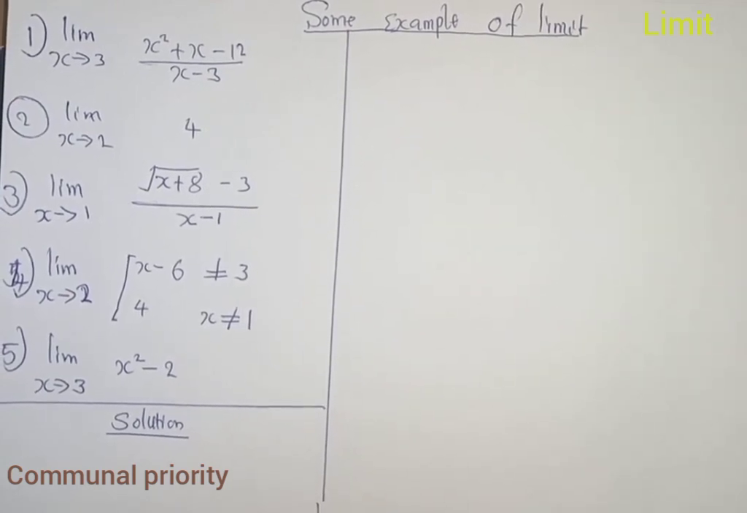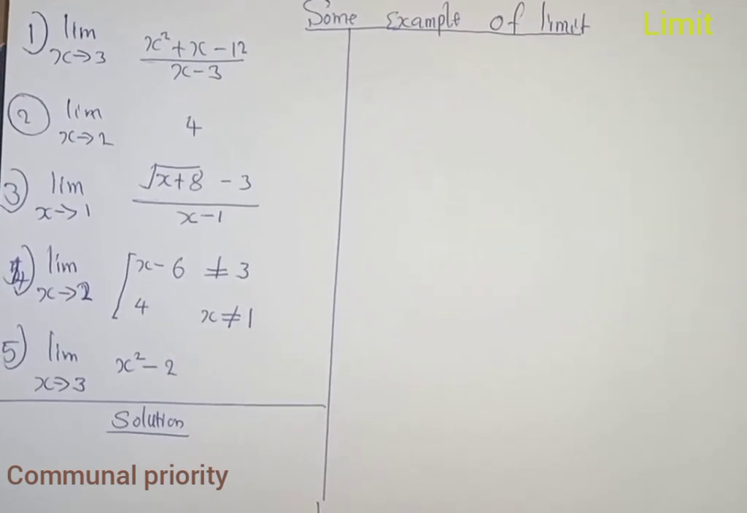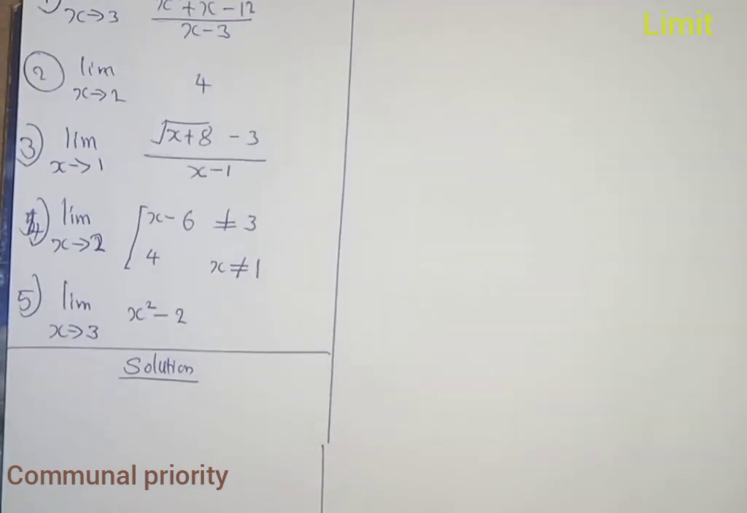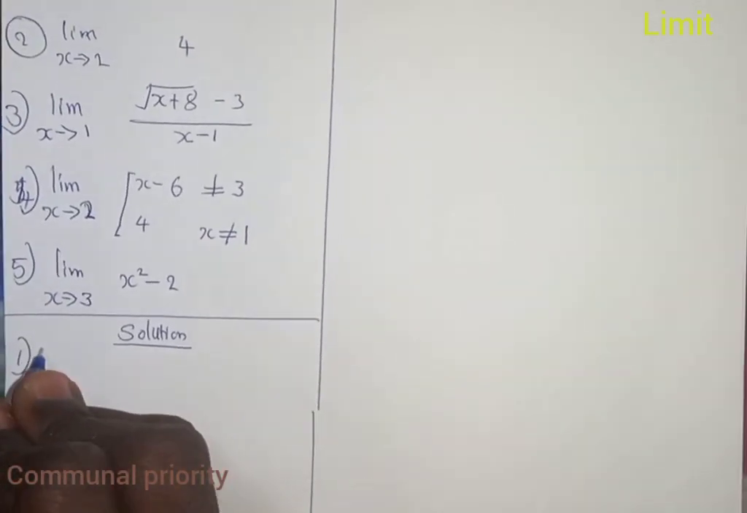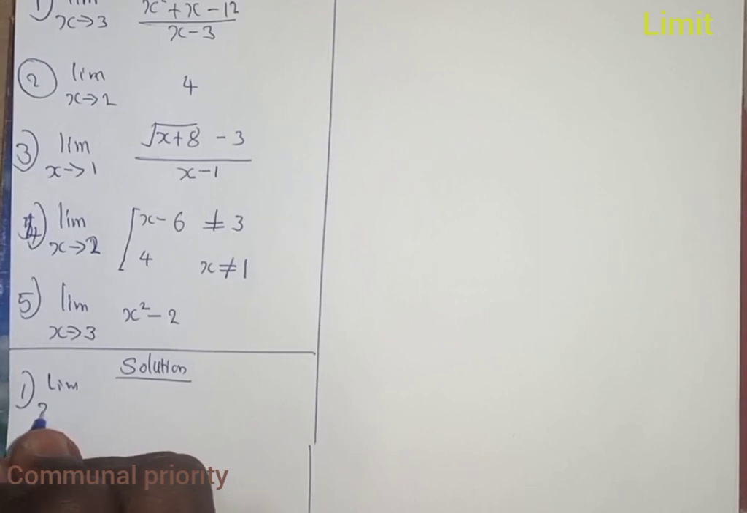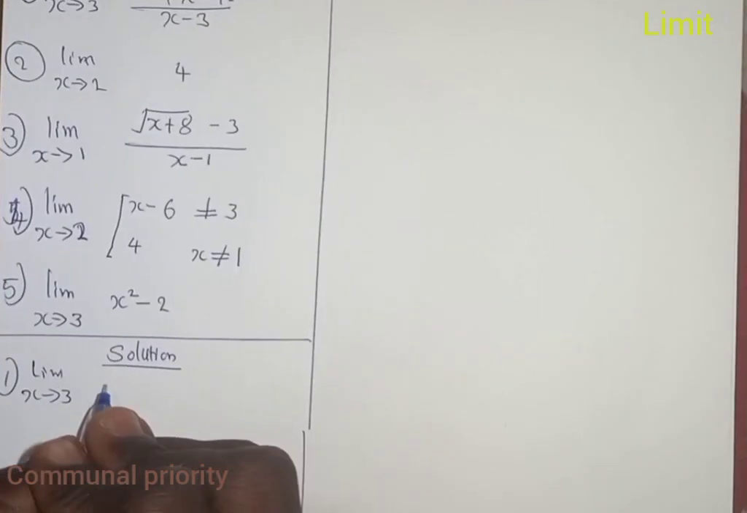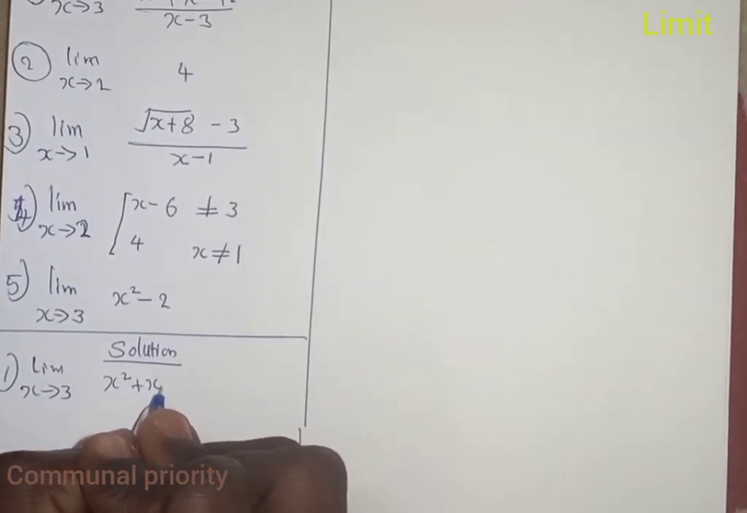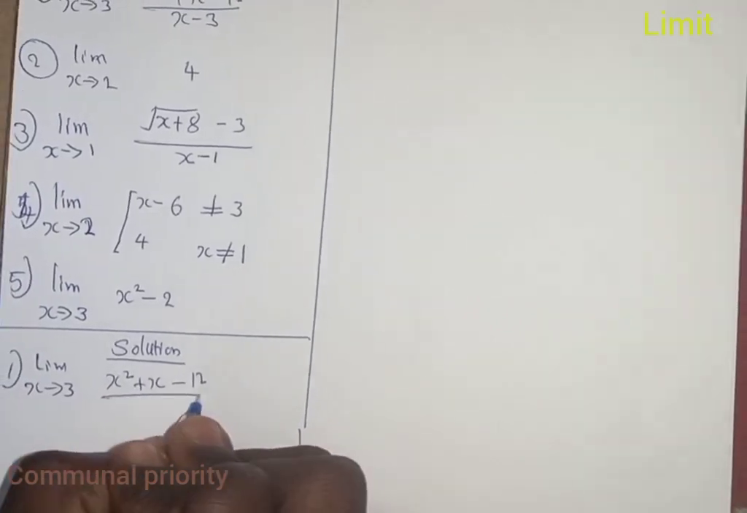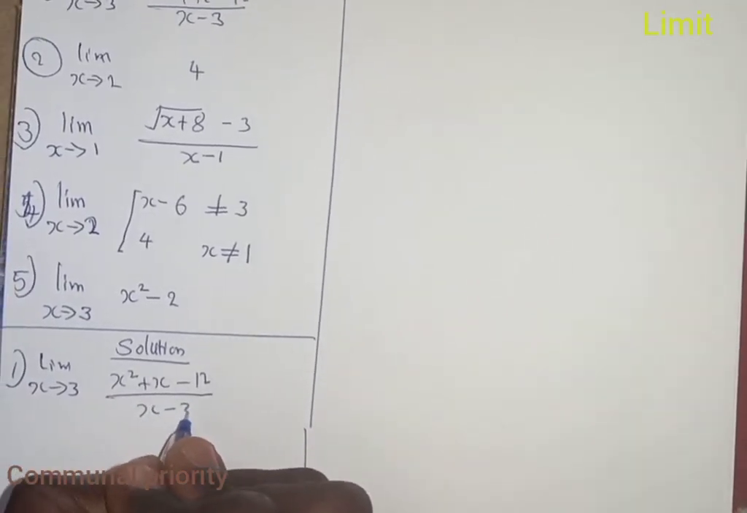In today's video, we are going to look at some examples on limits. So here we go. Number one, for example, find the limit as x approaches 3 of (x squared plus x minus 12) all divided by (x minus 3).